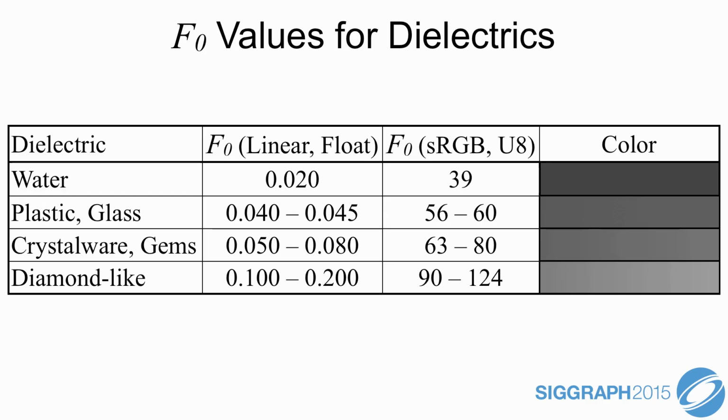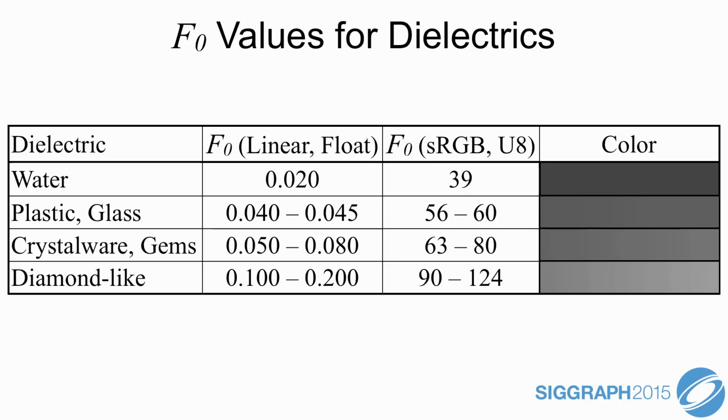And then we have decorative substances that are decorative precisely because they are very shiny and have bright reflectance, like crystalware and gems. And finally, we have diamonds and things that are used as replacements for diamonds, ranging from Swarovski crystals to moissanite, which is actually brighter than a diamond. And so it goes from like 2% all the way up to 20%. But you notice that the lower you go on this table, the higher the numbers get, the rarer the materials get, and the less of them you'll see in a given scene.